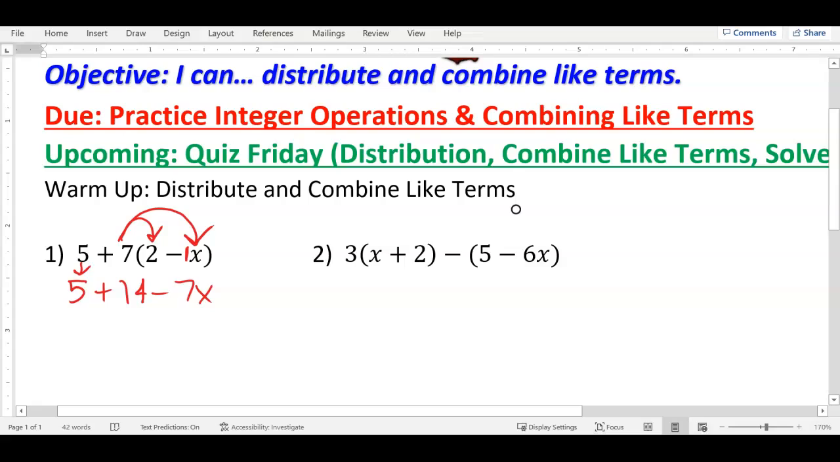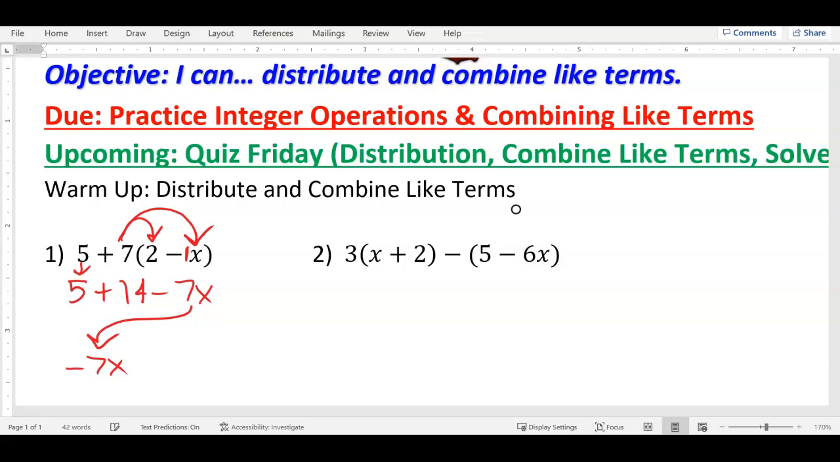Now, the next step is combining like terms. Remember, start with the variable, which is x. I only have one x there, right? What is in front of that x? Negative 7x, okay? Please don't forget the negative sign when you bring it down. Negative 7x. And then your constants, the regular numbers, 5 plus 14 gives me what? 19. And since it's positive, I make sure I put the plus sign, plus 19. Okay? That's it. We have combined all the like terms after we distributed.